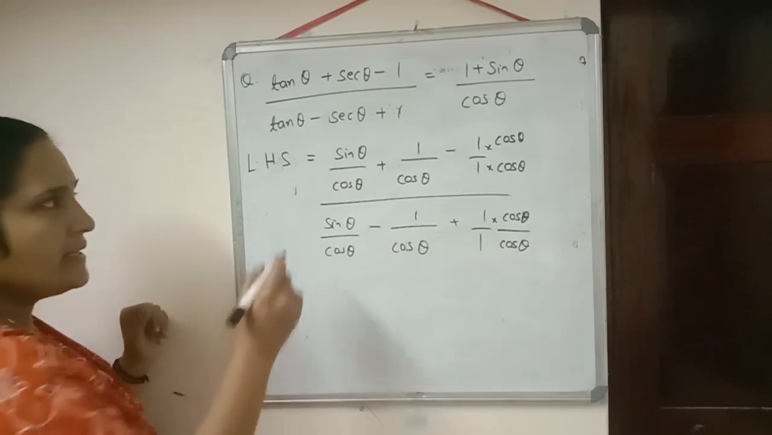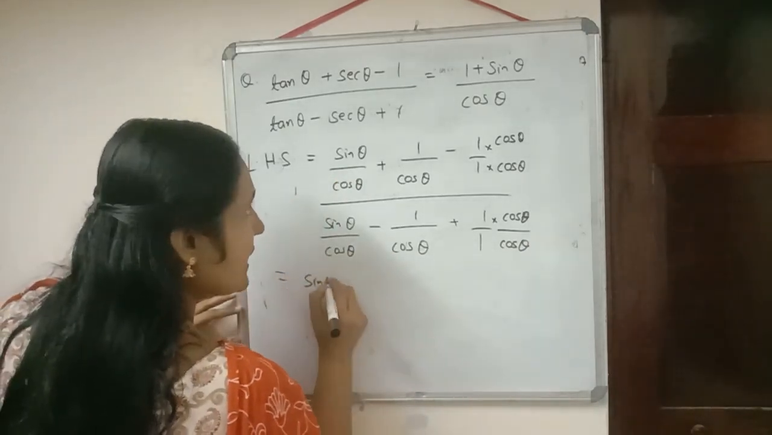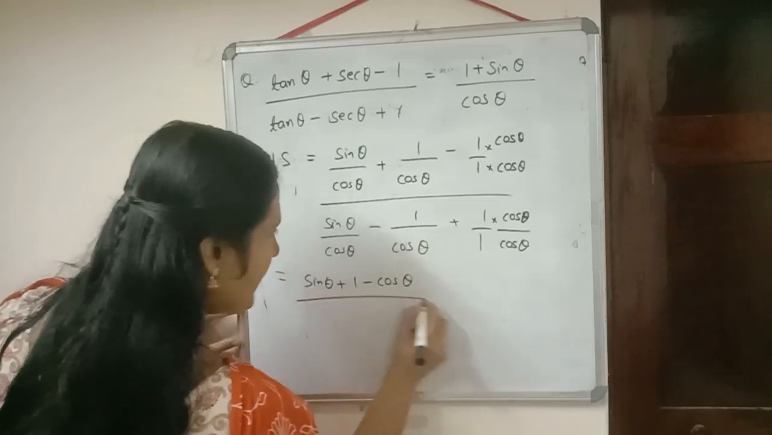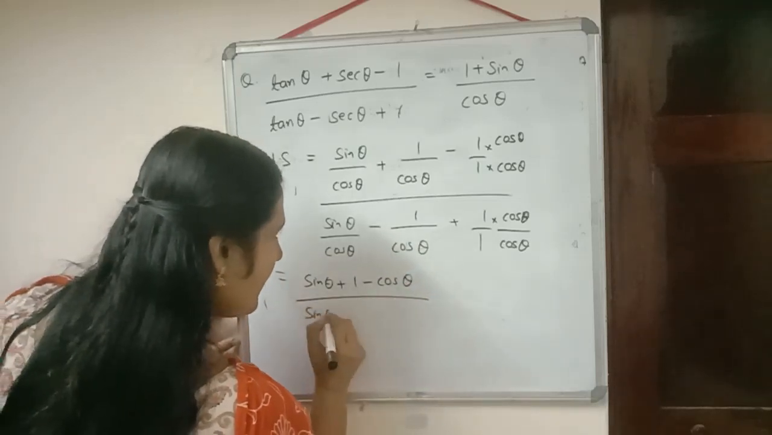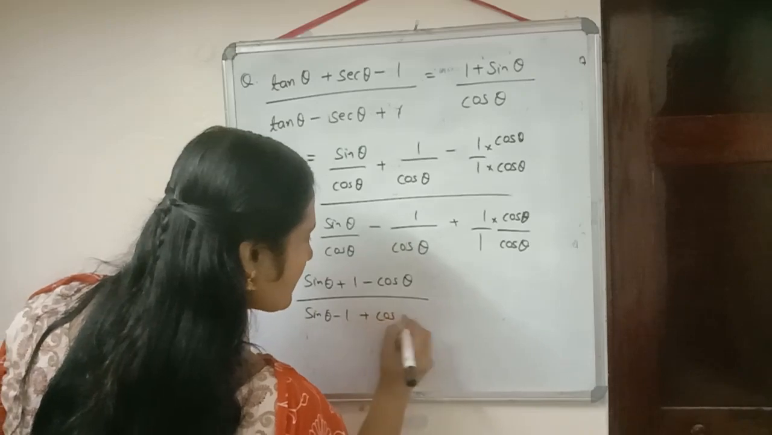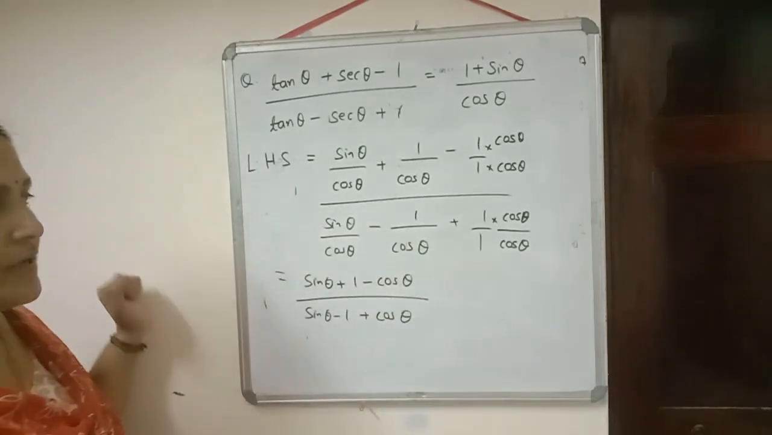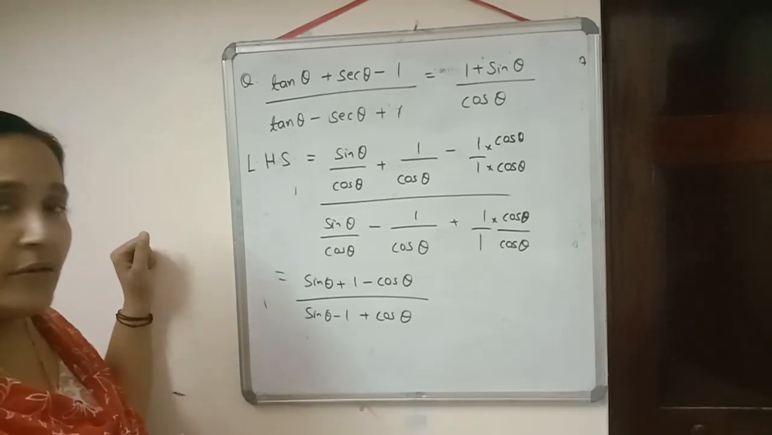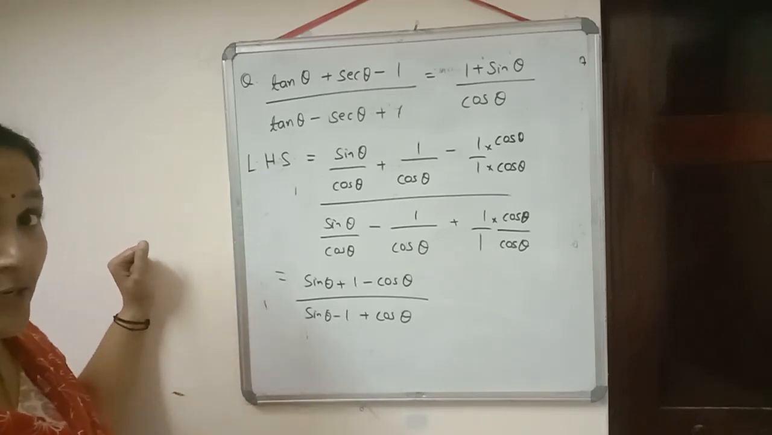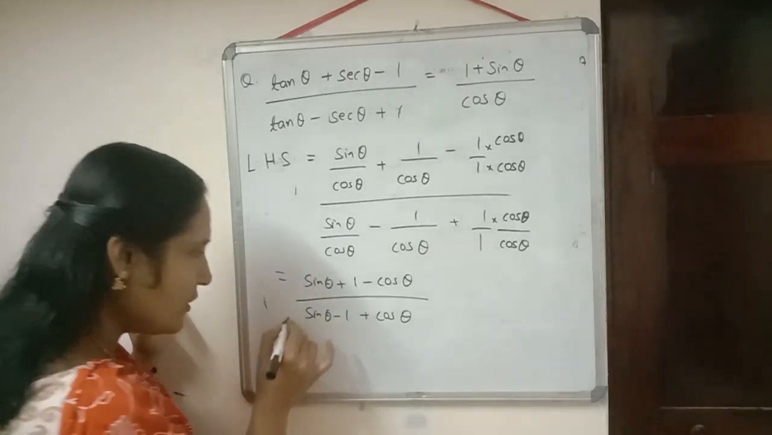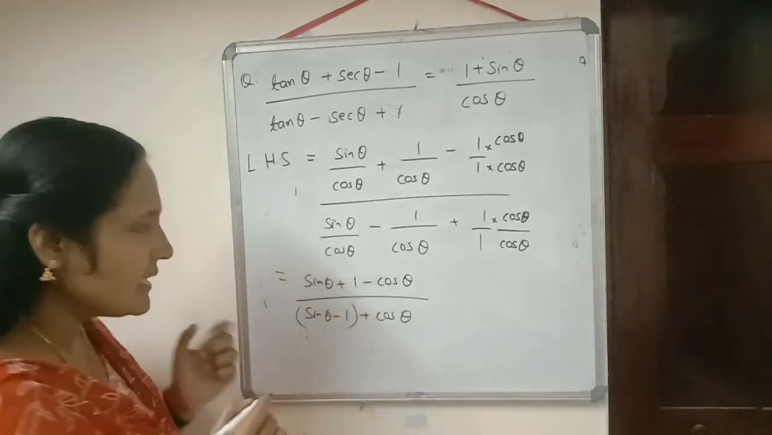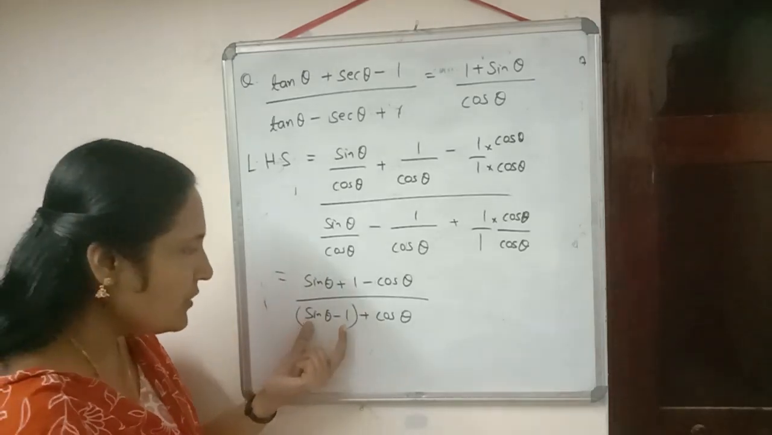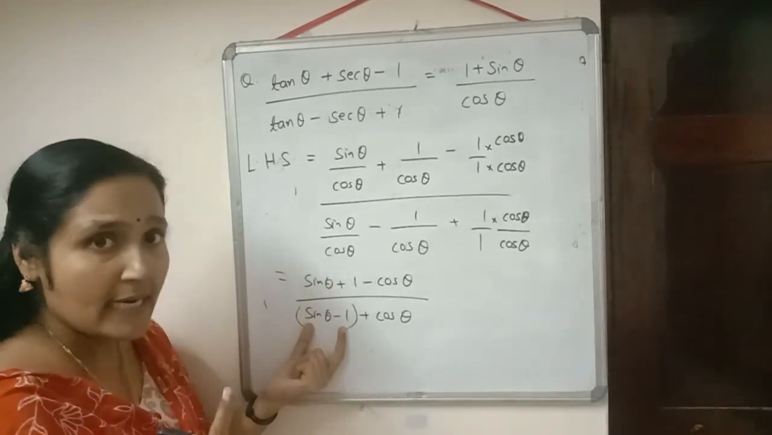Okay. So I am writing the remaining expression: (sin theta + 1 - cos theta) by (sin theta - 1 + cos theta). Now we are going to rationalize the denominator. But we know for rationalization we need only two terms there. So how are we going to do it? It depends on you which one you want to change. We are going to consider this as a single term there.